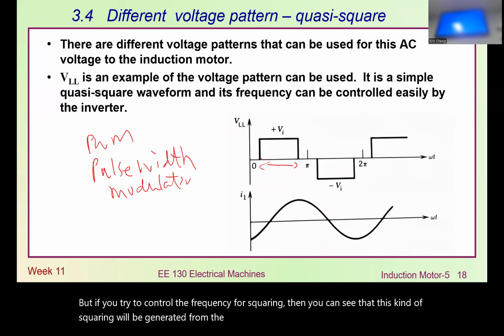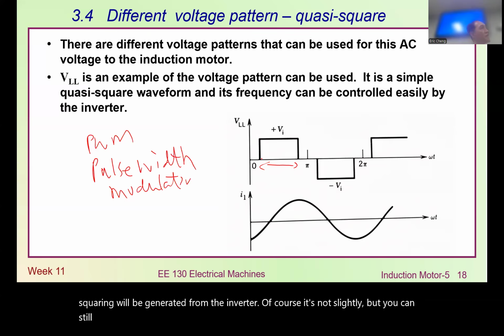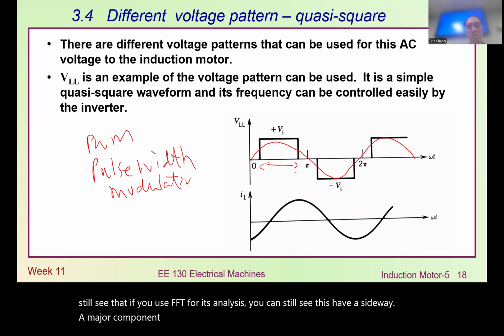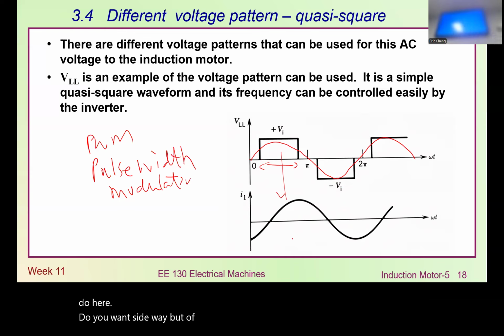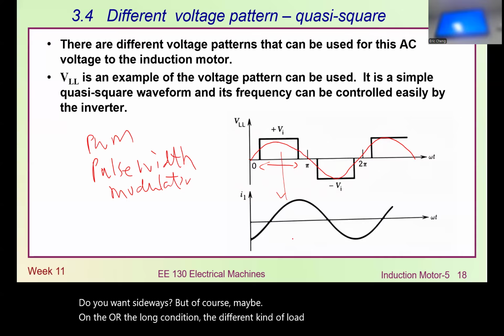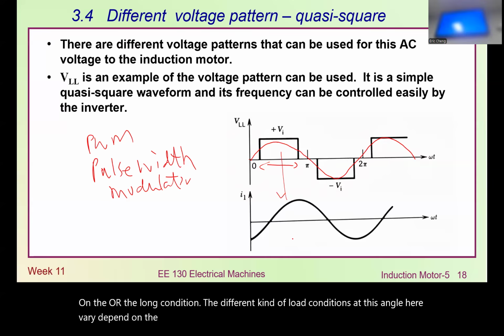Of course, it's not a sine wave, but if you use FFT Fourier analysis, you can still see it has a sine wave as a major component, right? So that means this will be similar to what we're trying to do, to a sine wave. But of course, when we pass it through an induction motor, this sine wave and the motor do have a phase angle between them, depending on the pattern or the load condition. At different load conditions, the phase angle varies depending on the motor condition.